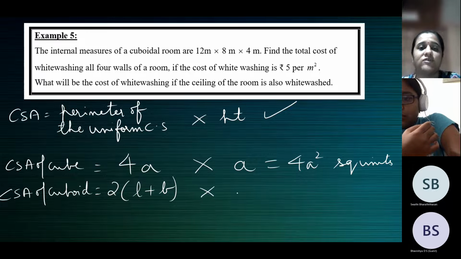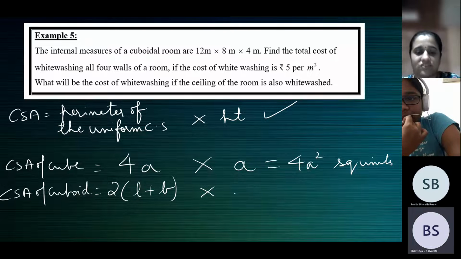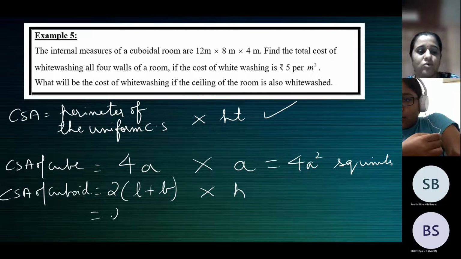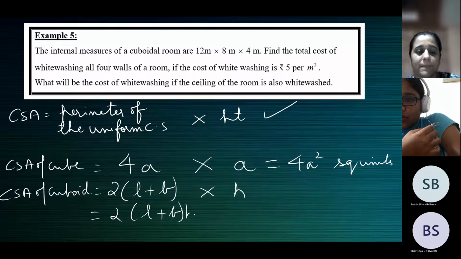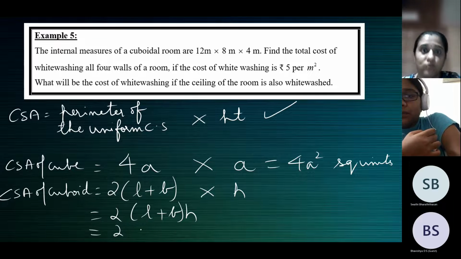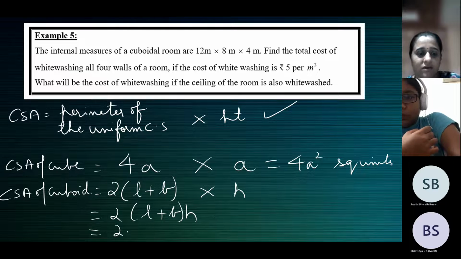Into height. What's the height of the cuboid? Not the height of the rectangle. H. So that's equal to 2 into L plus B into H, or 2H into L plus B. It's multiplication only, so you can put the H forward if you want, or leave it here. 2 into L plus B into H, that's correct. Or you can also write 2H into L plus B square units.